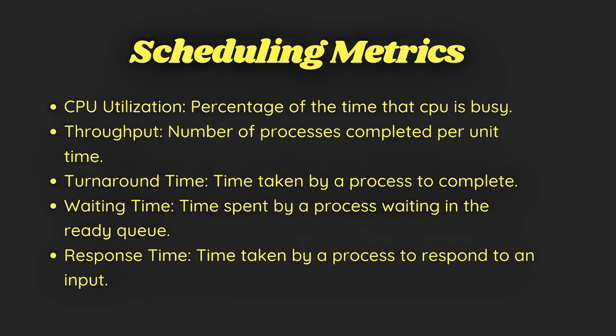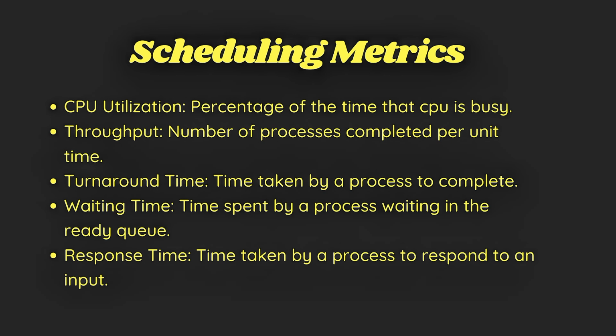To understand how well a scheduling algorithm performs, we use these 5 key metrics. We have CPU utilization, throughput, turnaround time, waiting time, and response time. Now, CPU utilization is the percentage of the time that the CPU is busy. This tells us how busy the CPU is. A high utilization means the CPU is rarely idle, which is good for performance.